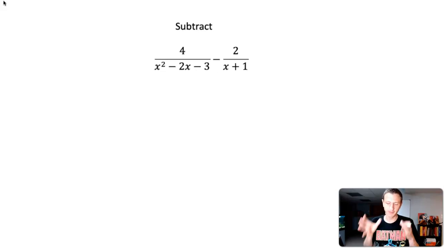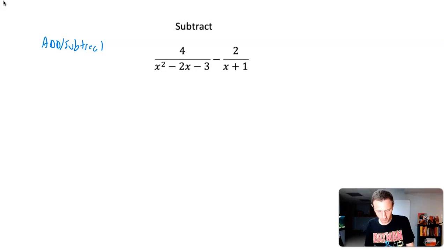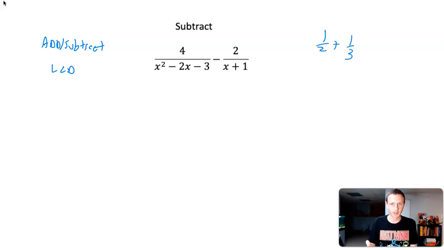So then we have to identify, how do I do this? How do I go about subtracting? What rules do we need? For addition and subtraction, what we need is an LCD. The denominators have to be the same. Just like if you were given the fractions 1/2 plus 1/3, you would know I have to make those denominators the same. Same thing applies to rational expressions.